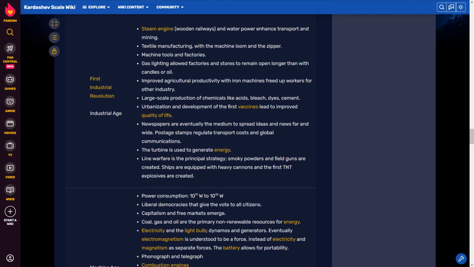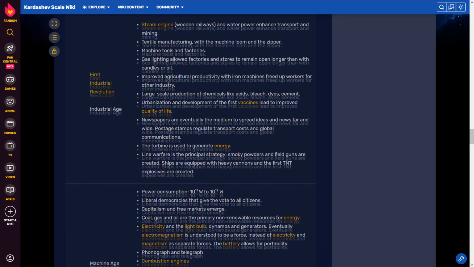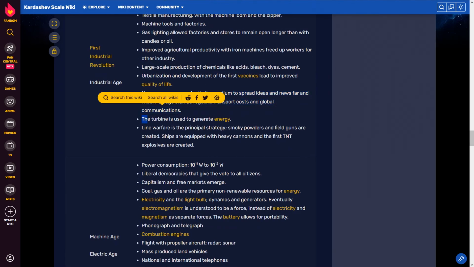Anyway, newspapers are eventually the medium to spread ideas and news far and wide. Right, we already read that. Same thing, but yeah, death.